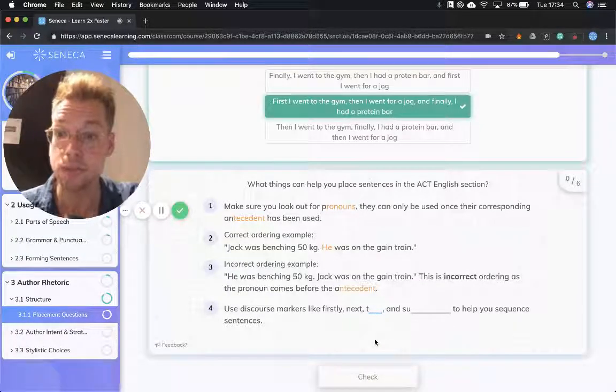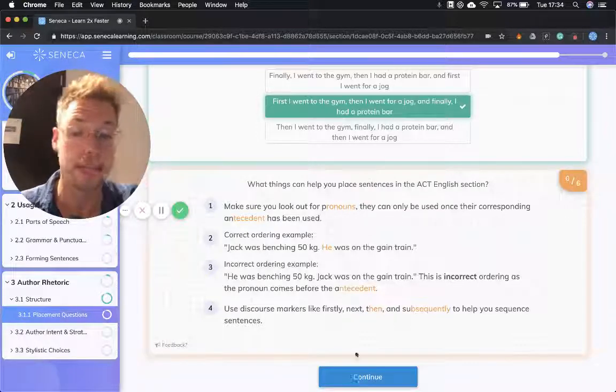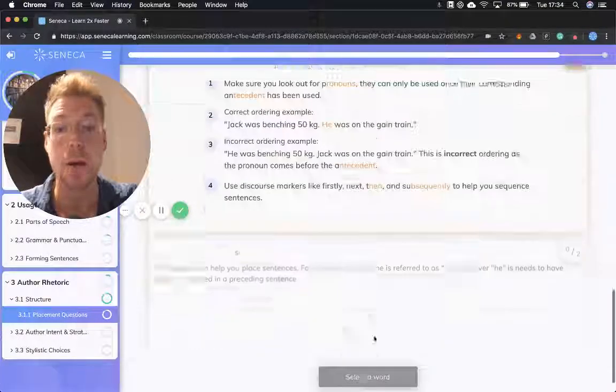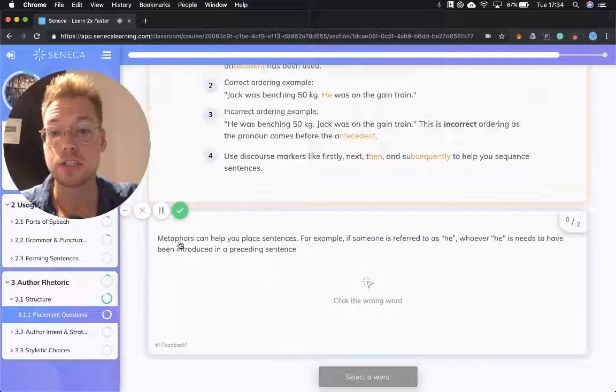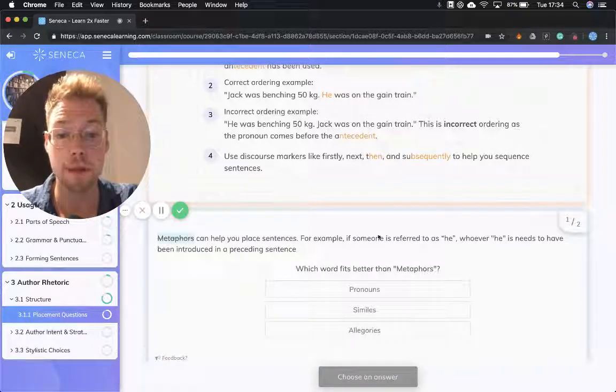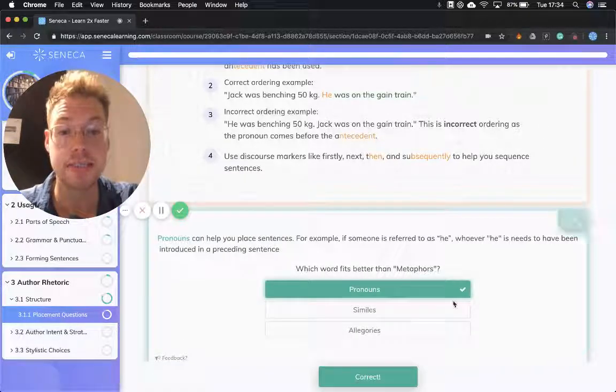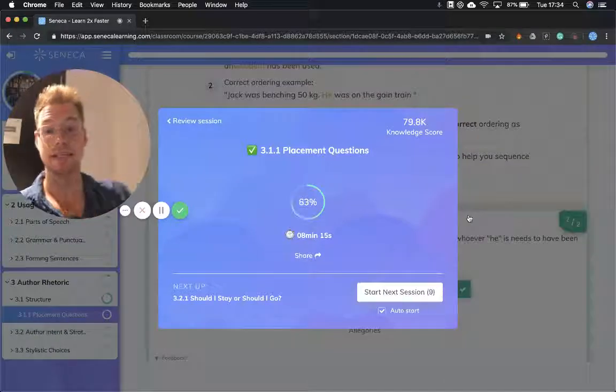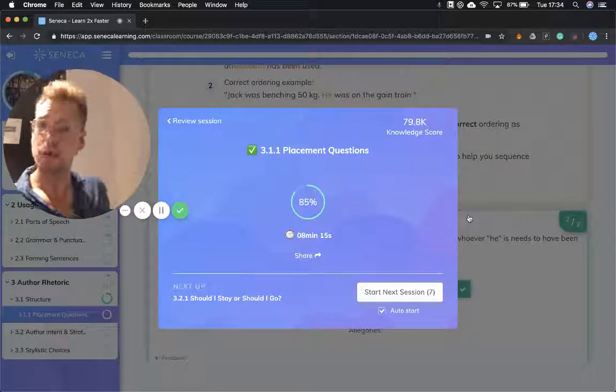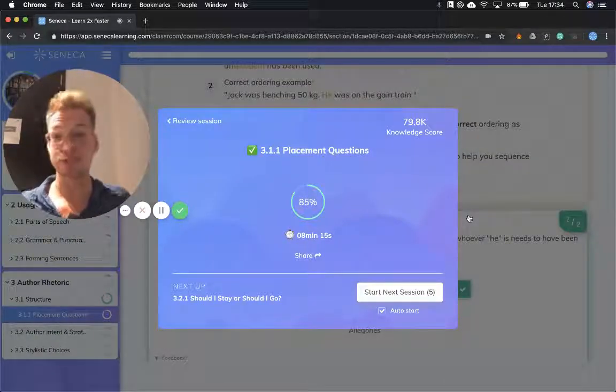We can use discourse markers or sequencing words, like firstly, next, then, and subsequently, which can all help us place sentences. So what is that thing that can help us place sentences? It's pronouns. Pronouns can help us place a sentence. Boom, amazing, we're done. That was a really quick run through of some tips and tricks to help you with placement questions. Hope it was useful.